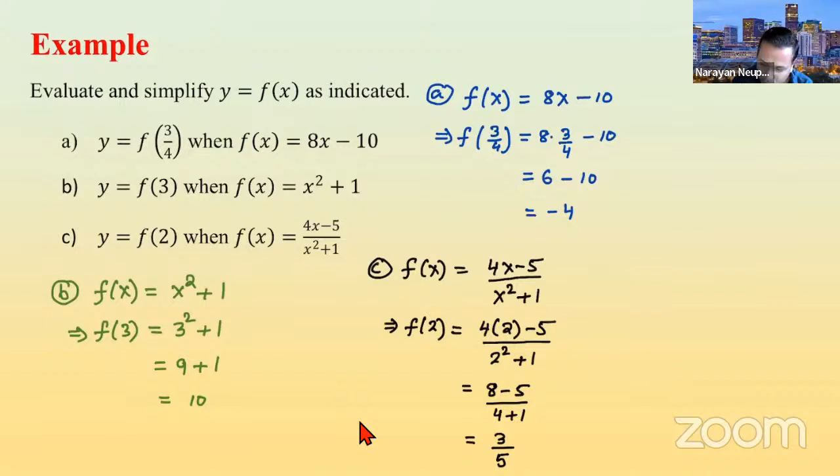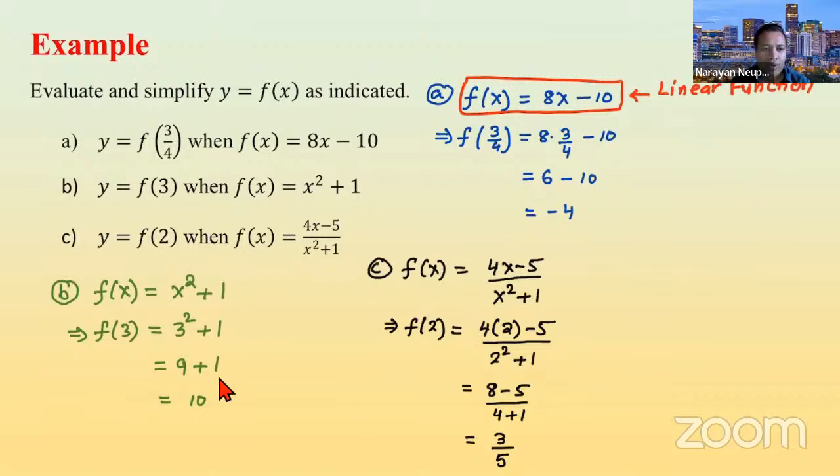If you look at each of these questions, you'll see that there are different types of functions there. So the first function here, f of x equal to 8x minus 10. In this function, you have a linear function. The power of x is 1. This is like y equal to mx plus b. So this function, with the power of x as 1, is called a linear function. The function in example 1 was a linear function.